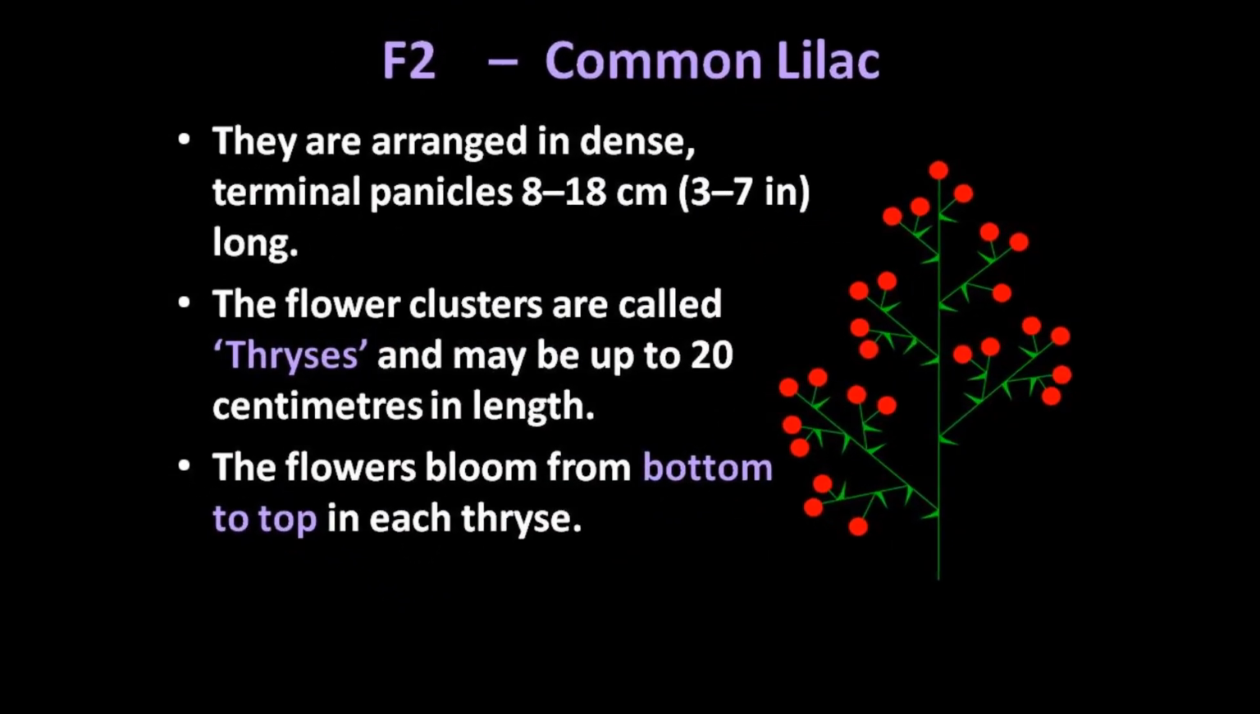The inflorescences of lilac are arranged in dense terminal panicles between 8 and 18 centimetres long. The flower clusters around the main flower stalk are called thyrses or thyrsus and may be up to 20 centimetres in length. The flowers bloom from the bottom to the top in each thyrse.